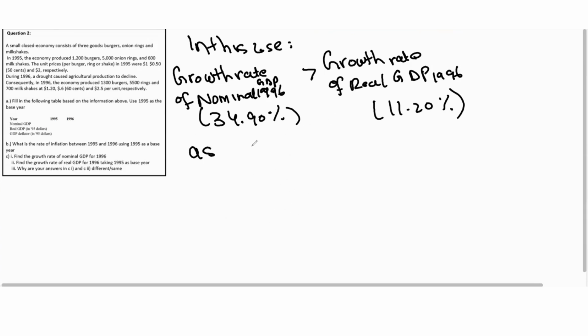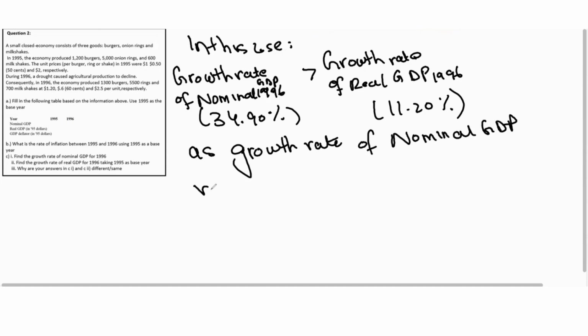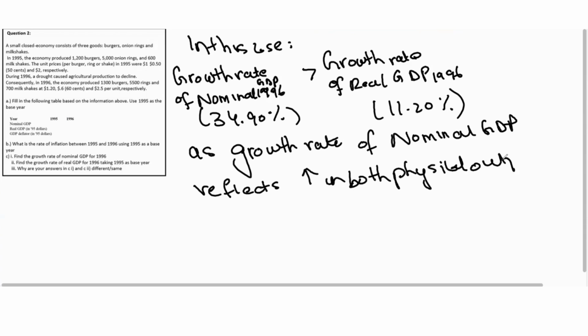This is because the growth rate of nominal GDP reflects an increase in both physical output, which is represented by the increase in real GDP. Because we know the growth rate of real GDP is greater than zero, this means that nominal GDP has grown. One reason for the growth of nominal GDP is that your output has gone up.